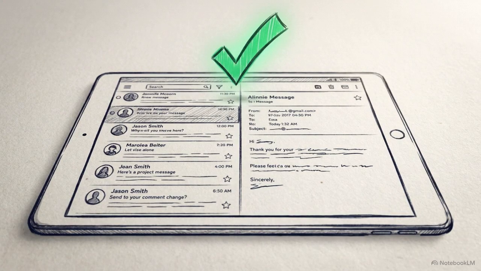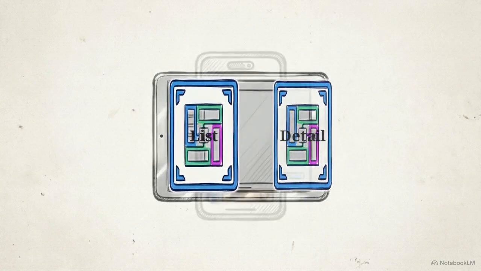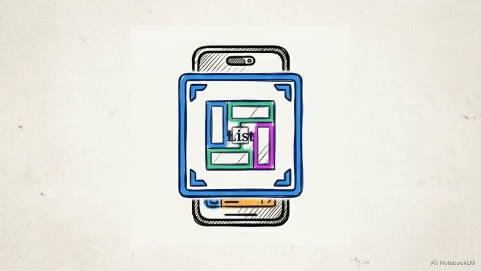By combining the navigator and the scaffold, your app now has a responsive dual pane layout that automatically falls back to single pane navigation for small screens. You skip writing manual breakpoint logic entirely.